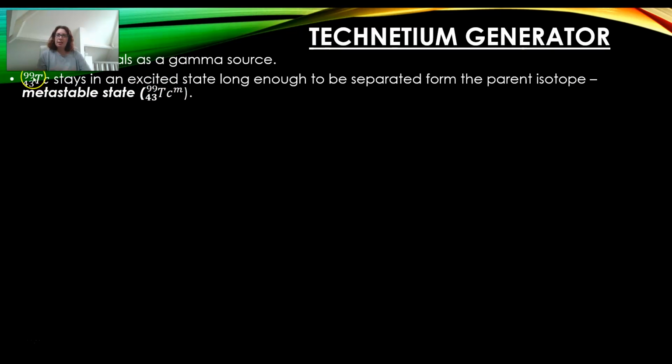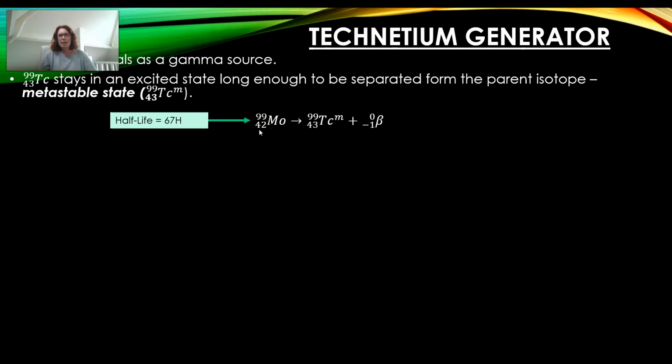Because it's in this excited state, you can remove it from its parent isotope, and it's going to emit gamma, which is helpful because you can use gamma to do different things. This is how you produce it. So you've got this Mo-99, I think that's molybdenum, 99 and 42, and it decays by beta minus into this technetium, and it has a half-life of 67 hours.